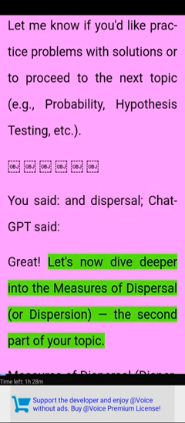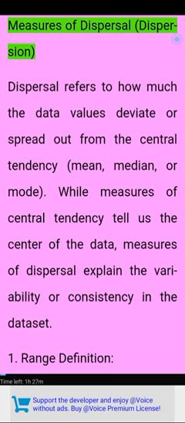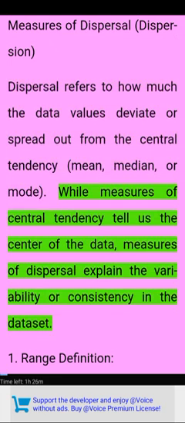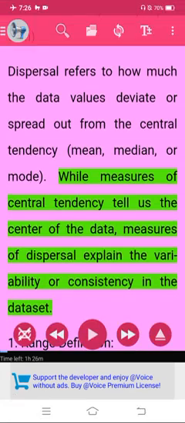Great. Let's now dive deeper into the measures of dispersal, or dispersion, the second part of your topic. Dispersal refers to how much the data values deviate or spread out from the central tendency: mean, median, or mode. While measures of central tendency tell us the center of the data, measures of dispersal explain the variability or consistency in the dataset.